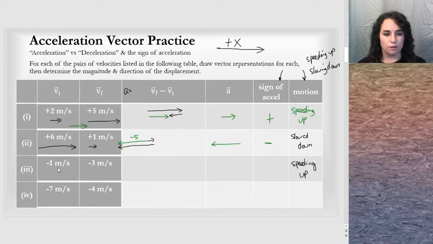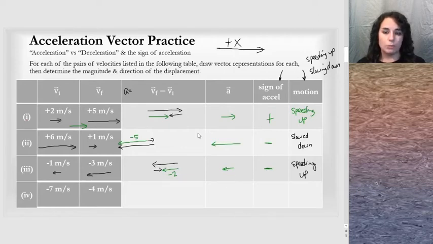Let's do the vectors here. I have a -1, and then it increases to a -3. I'm going to do V final minus V initial. So V final is -3, V initial is the negative of -1. And so the change in velocity was a -2 over whatever time, right? So the acceleration vector is this -2 represented there, and it's pointing in the negative direction.